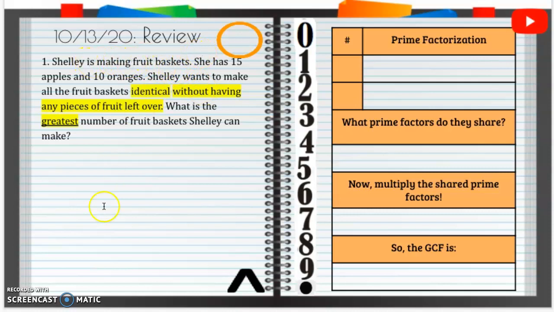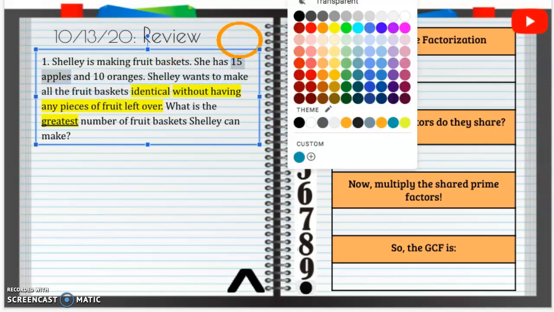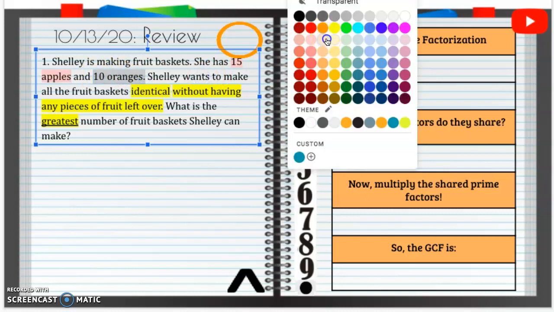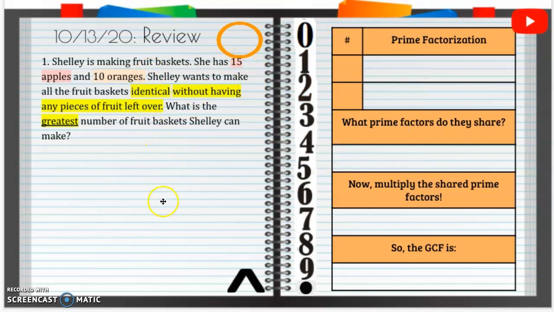All right, but what are we going to find the greatest common factor of? Just any two numbers we want? No, it tells us in our problem she has 15 apples. I'm going to make that red. Well, I'll highlight it kind of pinkish. And then 10 oranges. I'll highlight that orangey. So we're going to find our greatest common factor of 15 and 10.